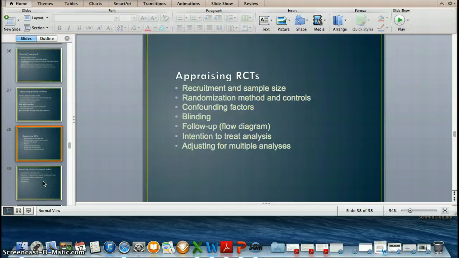Is anyone blinded? Is it a single blinded study or a double blinded study? What are the follow-ups or the number of lost to follow-ups? And what is the intent to treat analysis?